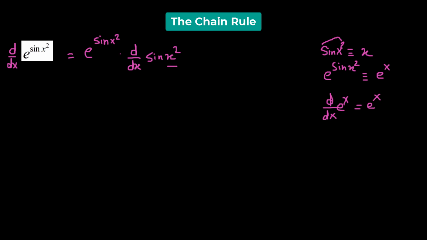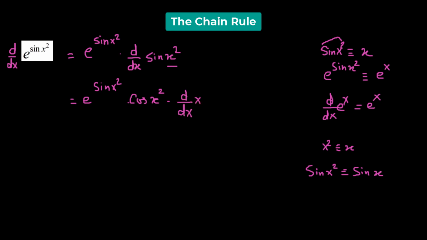So we have the derivative of sine x squared. Now again we are going to assume that x squared is equivalent to x, so that sine x squared can be thought of as equivalent to sine x. So that means we will have the derivative of sine x, which is cosine of x, where x here is given by x squared, times the derivative of x squared. So the final answer will be e raised to the power of sine x squared times cosine of x squared times the derivative of x squared, which gives us twice x.